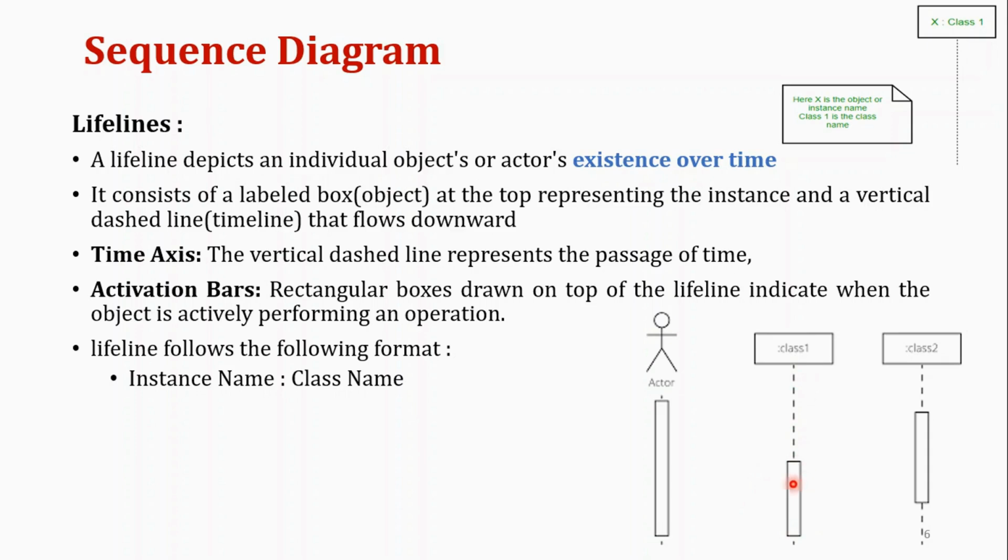Each participant has its own lifetime. The lifeline follows this format: instance name, a colon, and the class name. So here the instance name and the class name form your lifeline, showing how long the object exists over time.